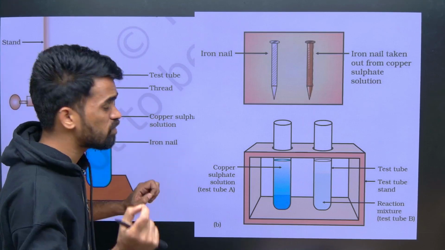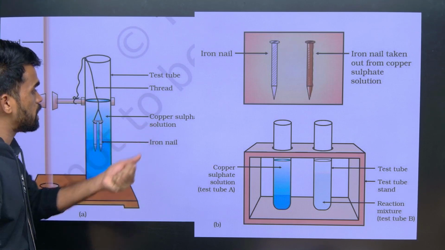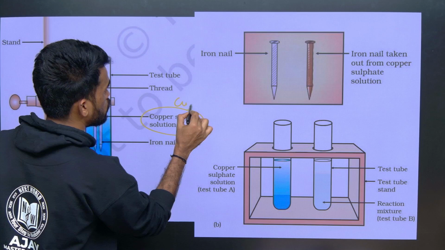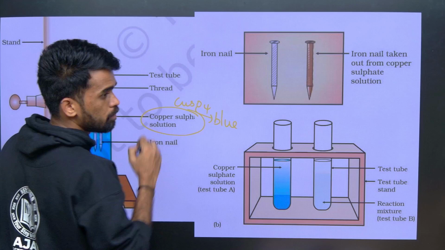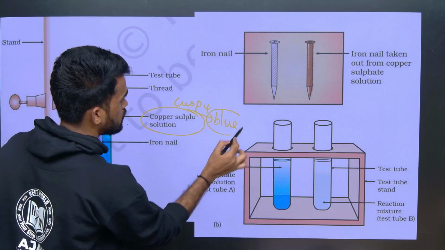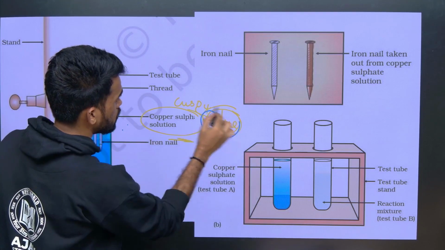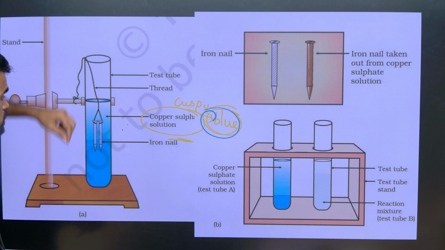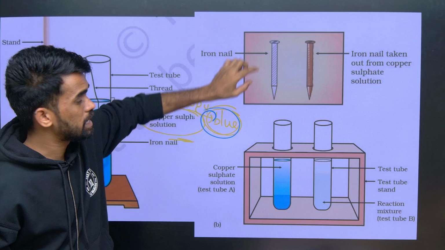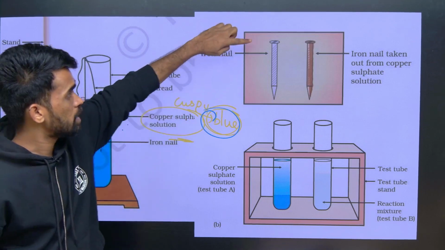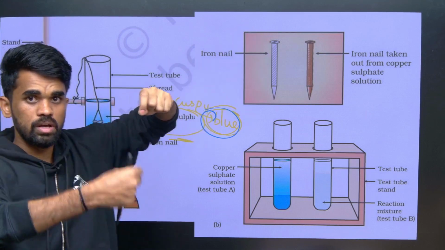Now let us take one more example here. Again I have taken a test tube containing copper sulfate solution, CuSO₄. What is the color of copper sulfate? It will have a blue color. Into this blue solution I have taken two iron nails. At the beginning of the experiment, the iron nail is just pure iron metal, with no particular color.